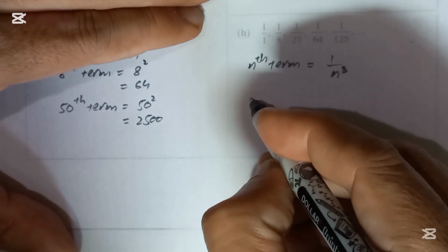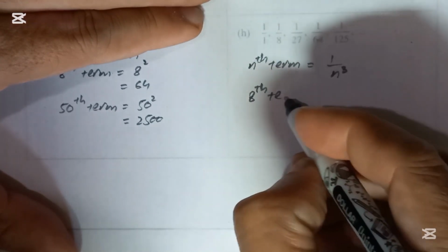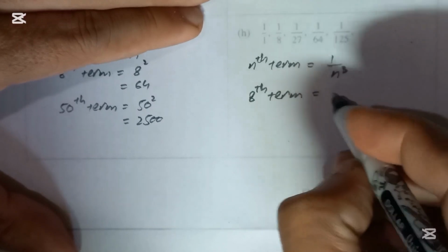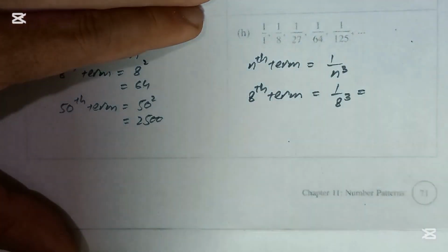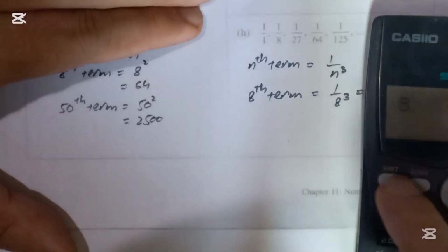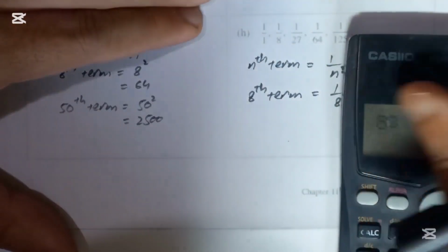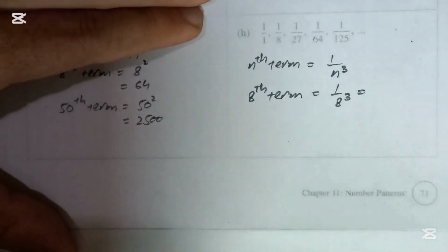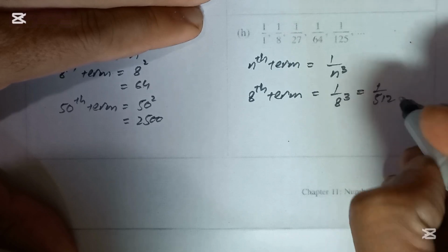The requirement is now the 8th term. So it will be 1 by 8 cube. 8 cube will be equal to 512. So 1 by 512 is the 8th term.